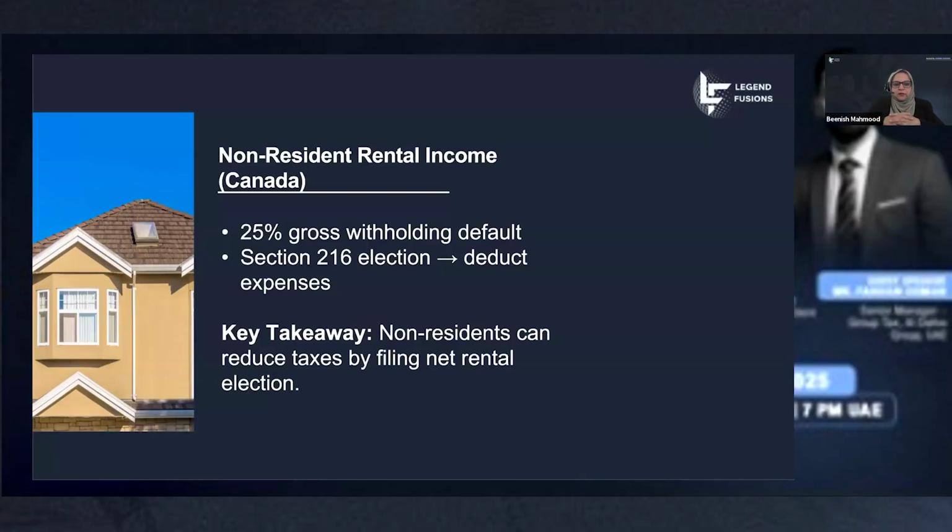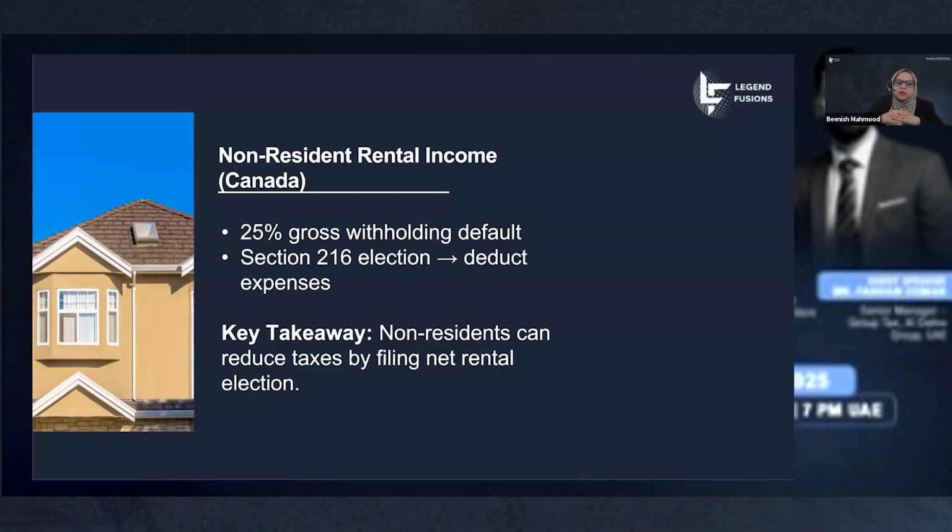How can we make it better for our cash flows? Option one, you can accept that 25% withholding as your final tax. Nobody would like to do that. And in that case, you don't have to file a Canadian tax return, but also you cannot claim any taxes.